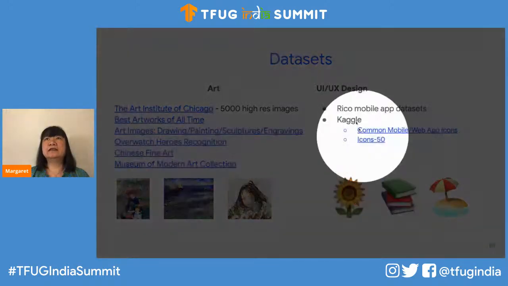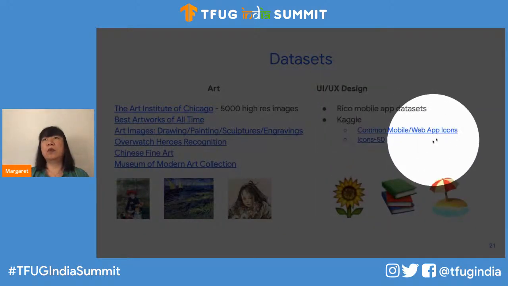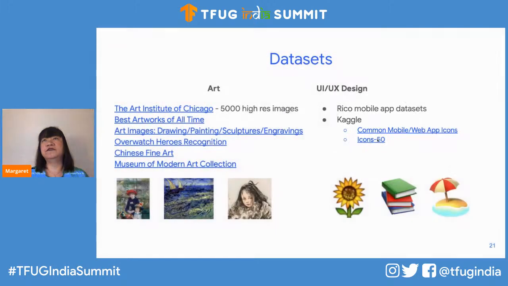And these two are the common mobile web app icons, and Icons50 is an icon dataset. So you can check it out. I have included some examples here. And one thing I forgot to mention is the Noun Project, which also has a lot of great icons. Not only can you use it for, say, your machine learning training, if you're preparing a presentation, it's also very good for you to use the icons for your presentations and artwork.